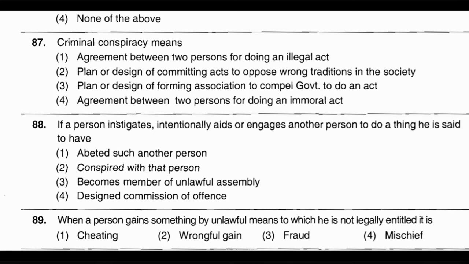Now question number 88. If a person instigates, intentionally aids or engages another person to do a thing, he is said to have option number 1, abetted such another person. Option number 2, conspired with that person. Option number 3, becomes member of unlawful assembly. Option number 4, designed commission of offence. And the correct answer is option number 1, abetted such another person.